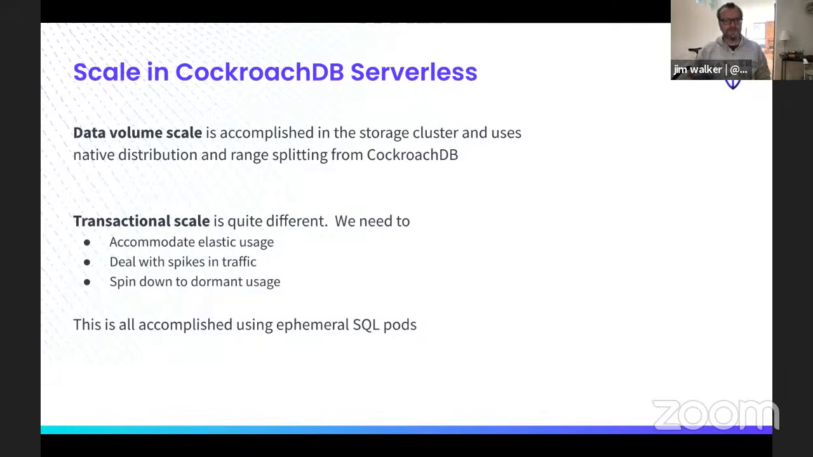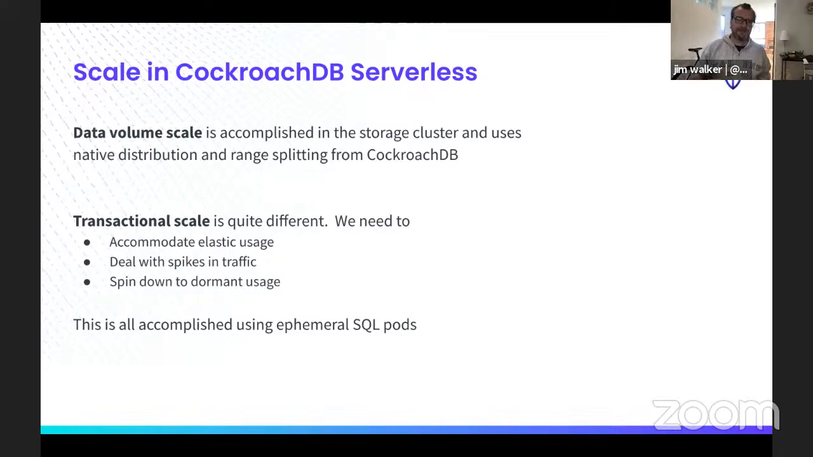But transactional scale is really quite different, right? We need to accommodate elastic use. So the amount of transactions may go up and down during the day. Maybe we have these huge spikes in traffic every day at 8 a.m. or something. How do you actually get more SQL pods so you can handle that transactional volume, right? And more importantly, how do we spin down to 0 so that if a cluster goes dormant, we aren't charging anybody. And honestly, so we don't get charged as well, right?